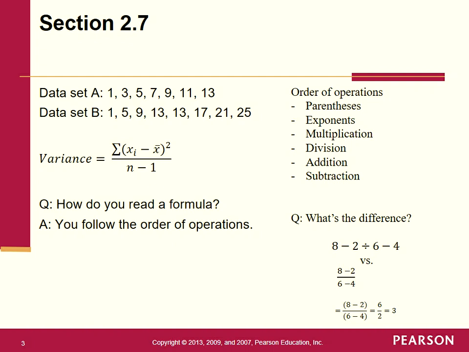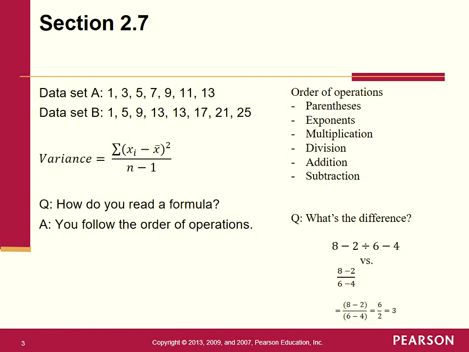Now let me take you back to the variance formula up there. It looks like we have that division line there, doesn't it? So really what we have to think of is that we have to do everything in the numerator first, everything in the denominator, and then we divide in the end. We are still following the order of operations, just that we're supposed to know there are basically parentheses in the numerator and in the denominator.